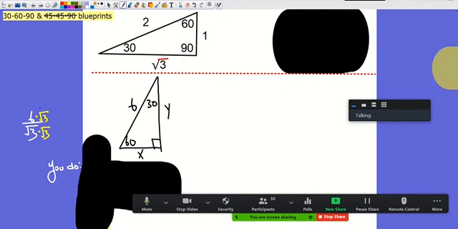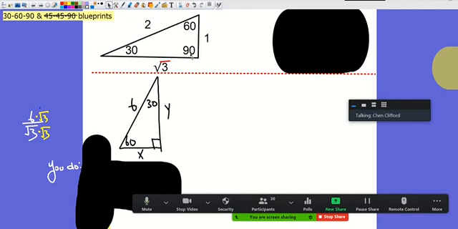By the way, I should take this 90 out and use the box. The box means 90 degrees. Now you can visually just see that 6 links up with the 2. You can visually just see that.